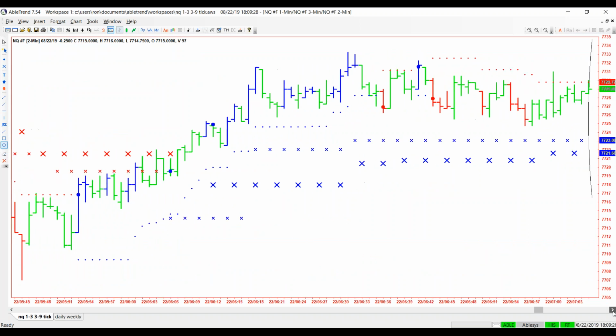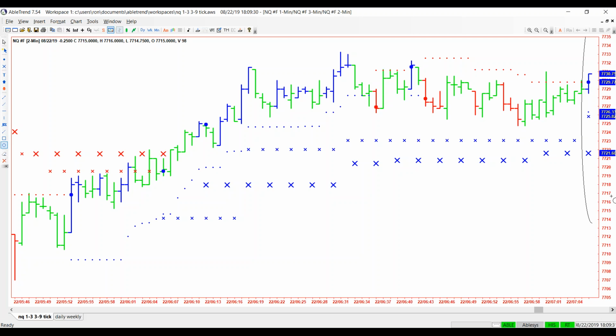Nothing changes. Right there is where you're going to get in. Blue bar, blue dot, blue X. I don't care what time of the day it is, especially if it's the morning or afternoon when the U.S. session is on. As soon as you see this, you hit the buy market button.